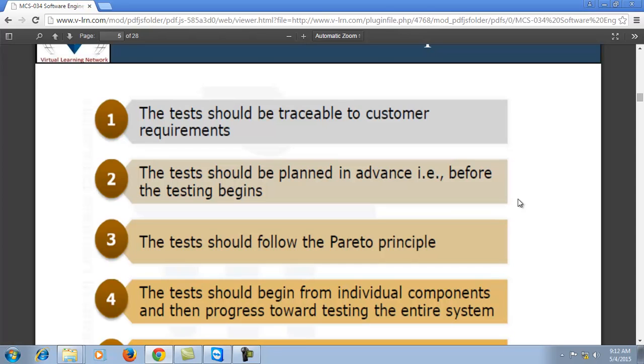The next test principle is that the test should begin from individual components and then progress towards testing the entire system. पूरे सिस्टम को टेस्ट करने के लिए हम पार्ट बाय पार्ट, यूनिट बाय यूनिट, कंपोनेंट बाय कंपोनेंट मूव करेंगे, इंडिविजुअल कंपोनेंट को वेरीफाई करेंगे, and then at last we will conform to the entire system. It means testing should be done in a phased way. It should not be done in an entire way or holistic way. It should be done on a part by part basis.